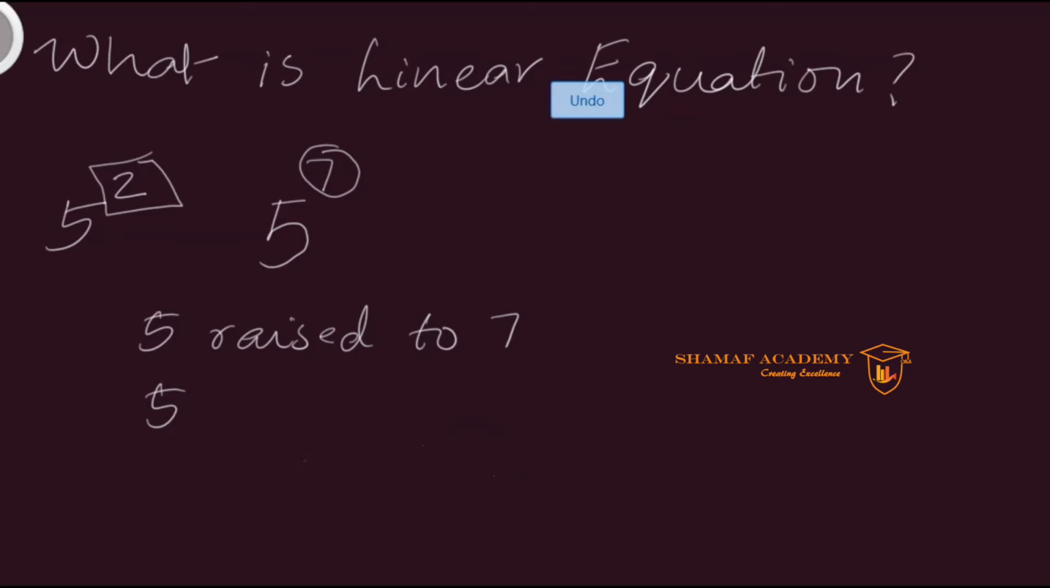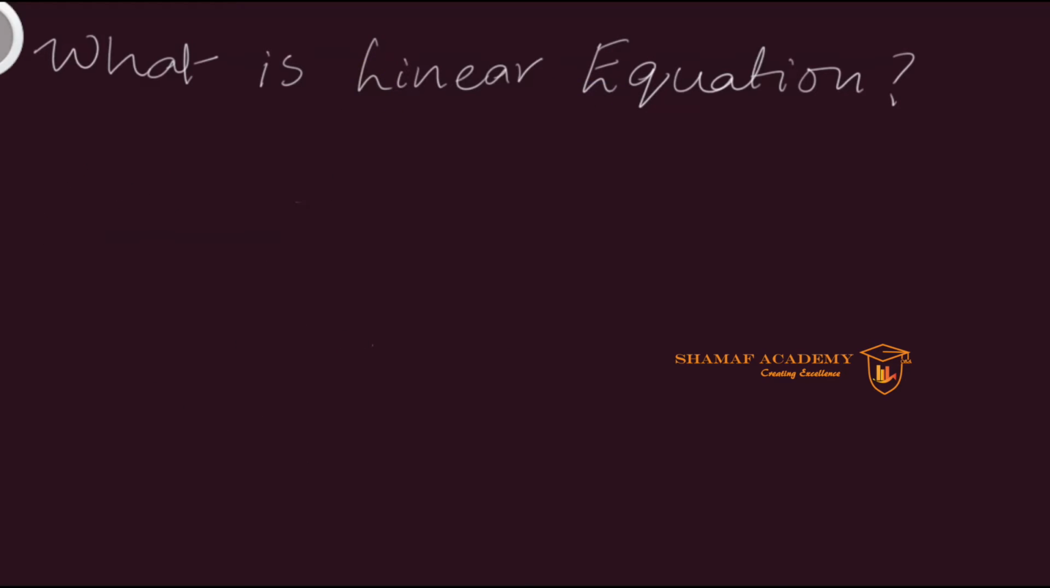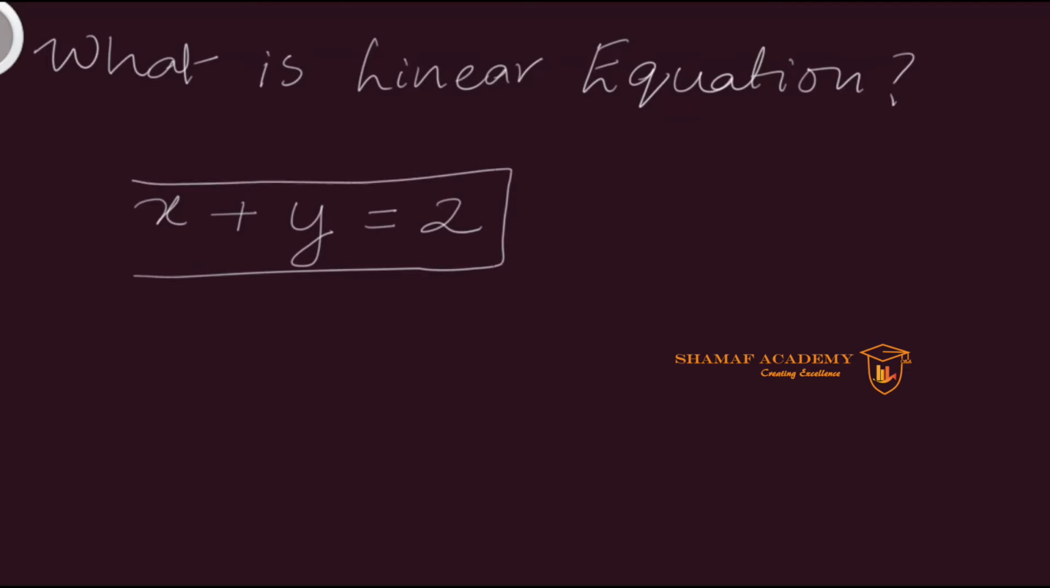So this is what we have studied so far. Now in this topic, what is a linear equation, we are going to be looking at the unknown quantities. A linear equation with two variables means finding two unknown values. We have x, which is variable number 1, and y, which is variable number 2. x plus y equals 2. Over here you can see I have not written any power for x and y, and that is why this equation is called a linear equation.